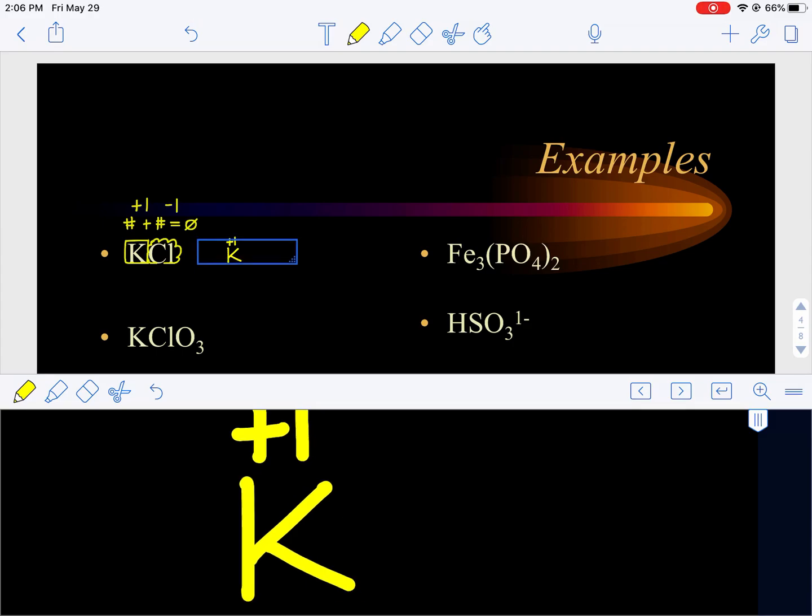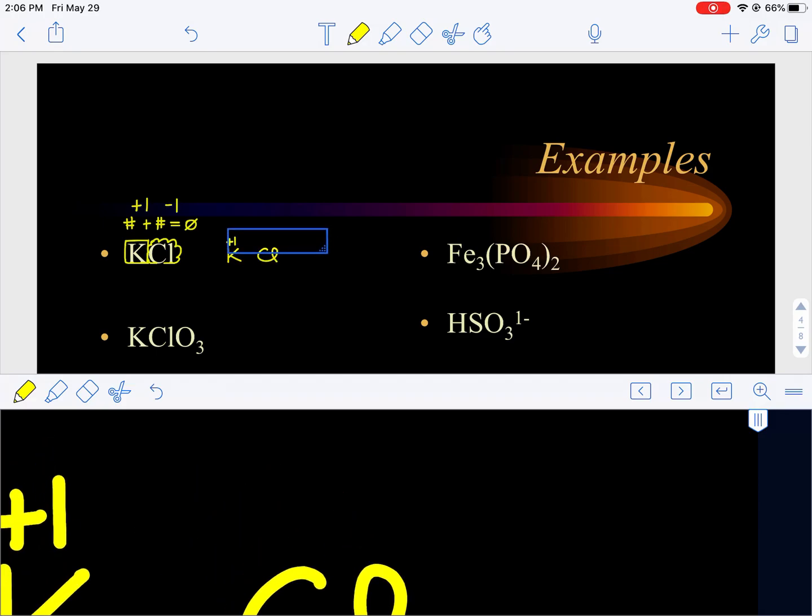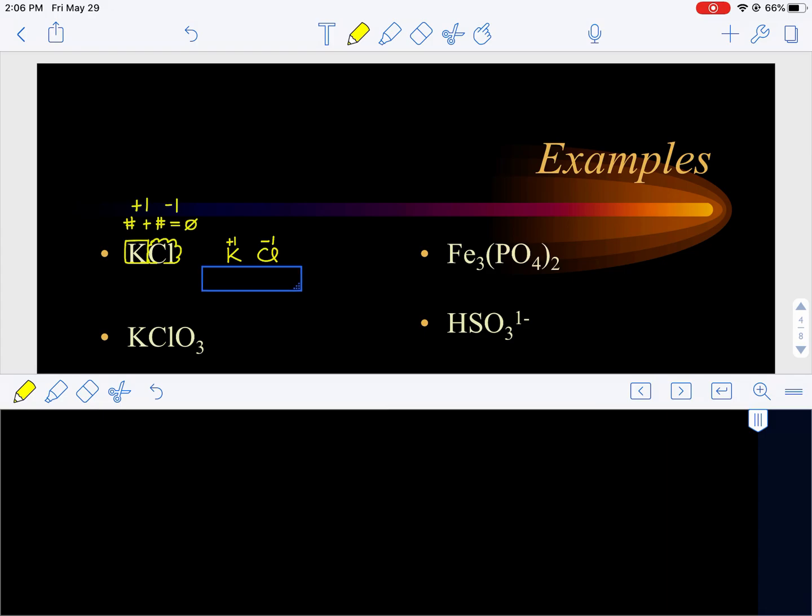The positive sign is coming first, and then the number. For chlorine, again, the oxidation number is going to go right over the symbol. We do the negative sign first, and then the value. So there are our answers. This is how we write it. Potassium has an oxidation number of +1. Chlorine has an oxidation number of -1.